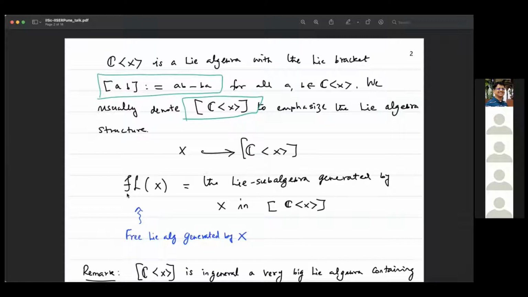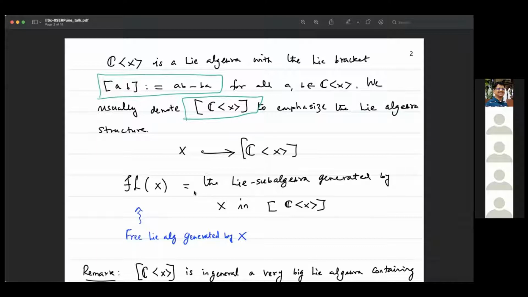So what is this FL of X? Just as in the associative case, you take all possible Lie monomials that are formed from these alphabets coming from X. Okay, so Lie monomials, as I told, will be much more complicated.